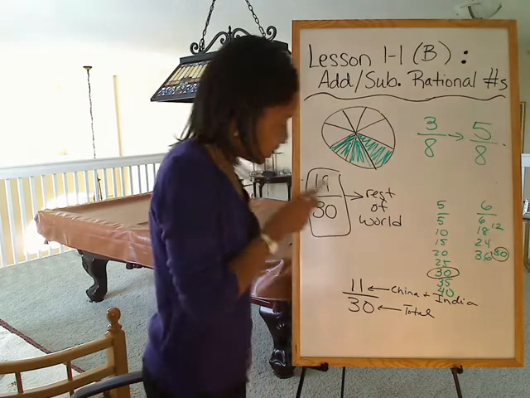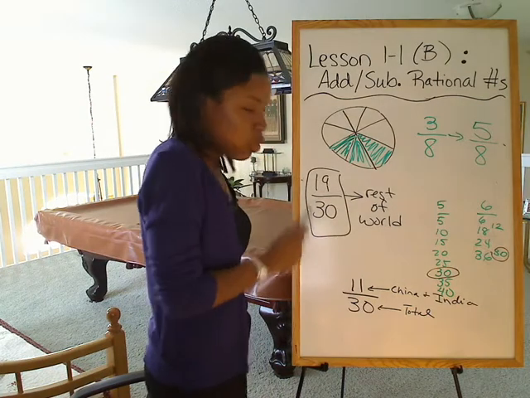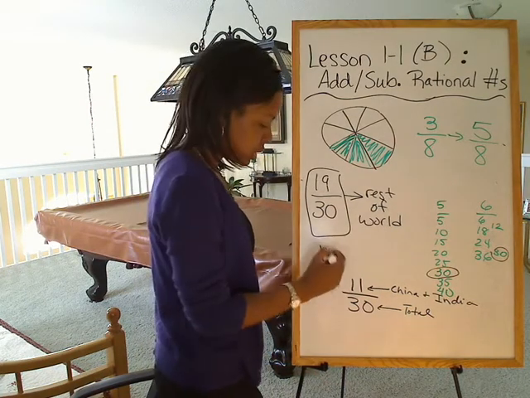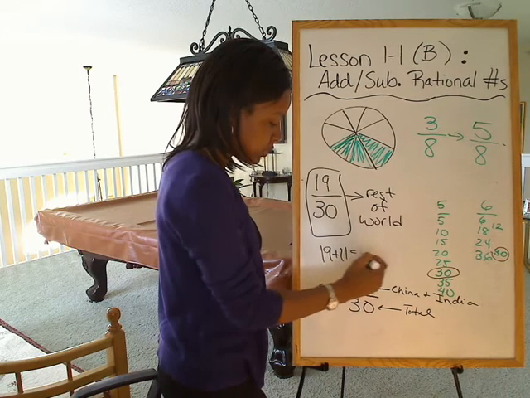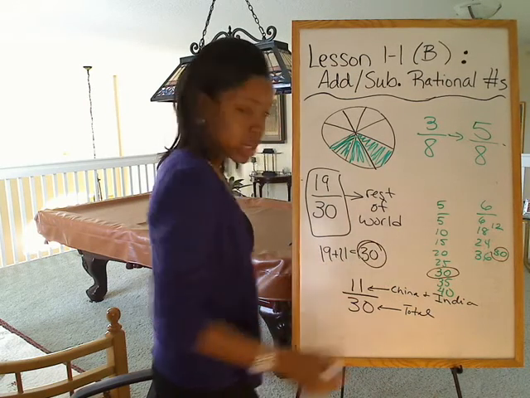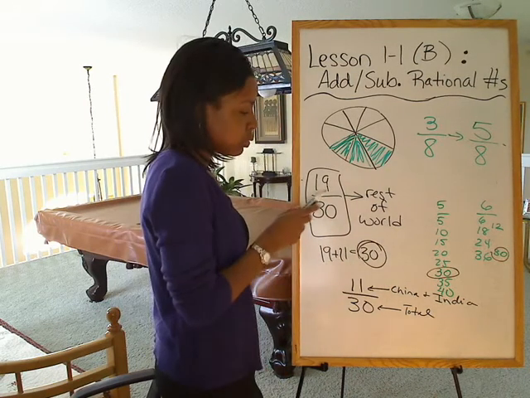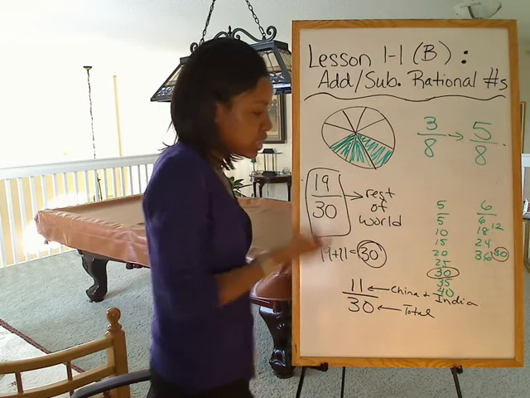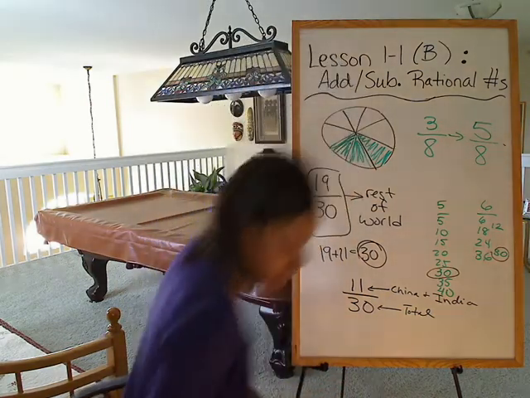19 out of 30, because 19 plus 11 gives you the whole 30 out of 30. That's the key to remember. 19 plus 11 gives you the whole 30 out of 30. So the rest of the world is 19 out of 30, and you can't simplify that, so that's your final answer.